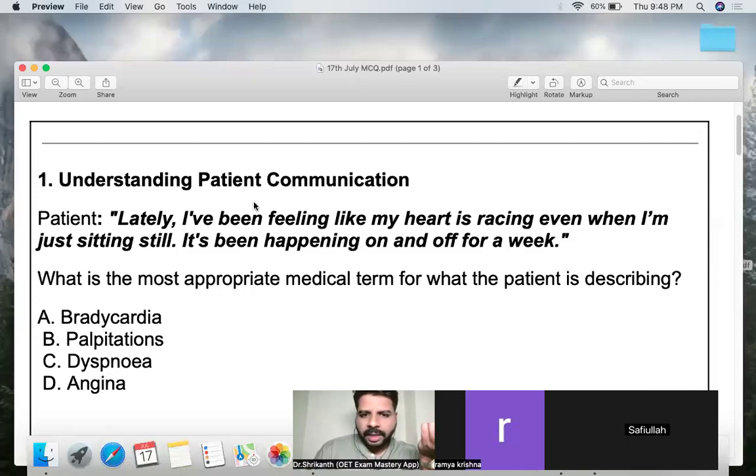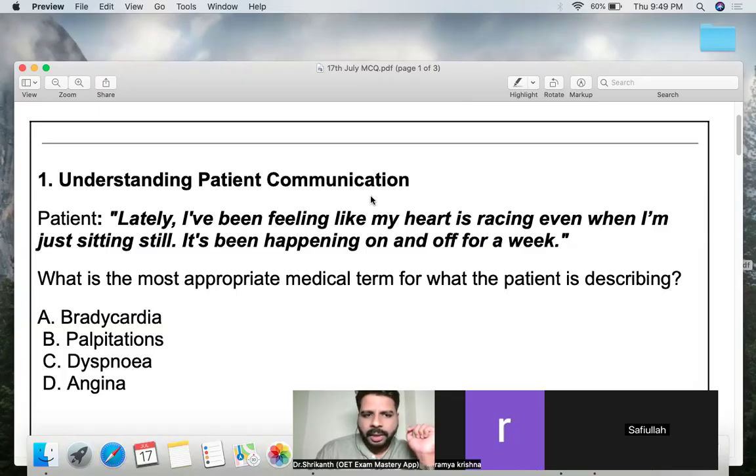So, understanding patient communication. In the listening test, it is very important that you understand what the patient is saying during the consultation extracts. In OET listening Part A, we have consultations. Right, so let's take a look into this particular question over here.